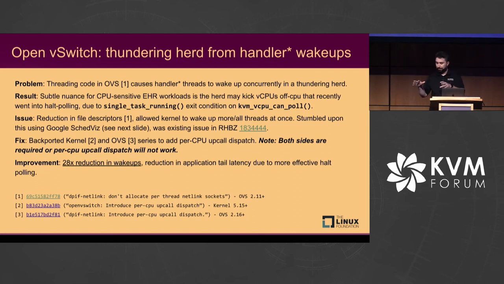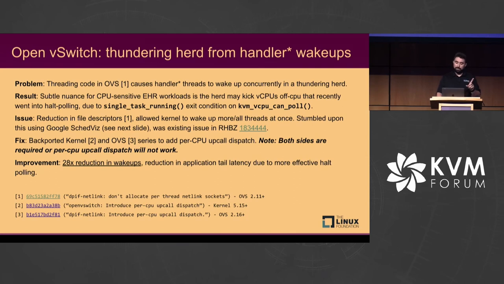I try not to read through this. I put this big dump of detail really more for slide consumers. But the short of it is OVS has a thundering herd wake-up problem. The challenge for CPU-sensitive workloads, like EHR workloads, but it could be anything like SAP HANA or other database workloads, is that when that thundering herd blasts up, if you have anything in a halt polling loop, one of the exit conditions for KVM halt polling is single task running. So you'd have stuff in your run queue, and you could potentially have less than ideal polling, which is what we saw. The issue is that there was a change back in the day to optimize the wake-up pattern for OVS. It was well-intentioned and good, but it actually made it go into a thundering herd.